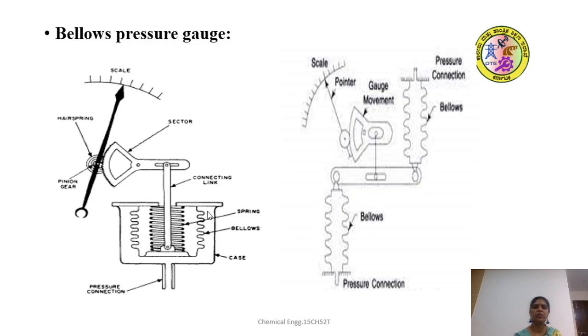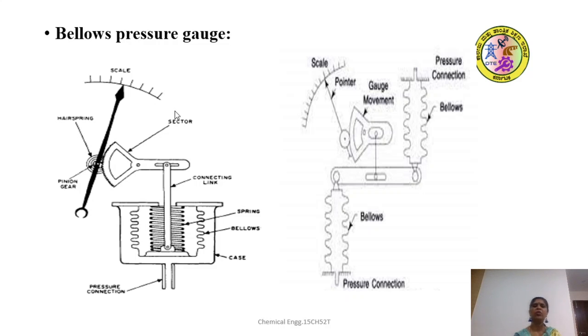You have a bellows. You have a spring. This is a bellows. The pressure is being admitted here. The gas pressure, whatever pressure you want to measure, is being admitted at the bottom of the bellows gauge. And this is a case. Inside the case you have a bellows. The movement of the bellows is being opposed by the spring movement, and the bellows is in turn connected to the rack and pinion arrangement, which is connected to the pointer. The pointer moves onto the scale.